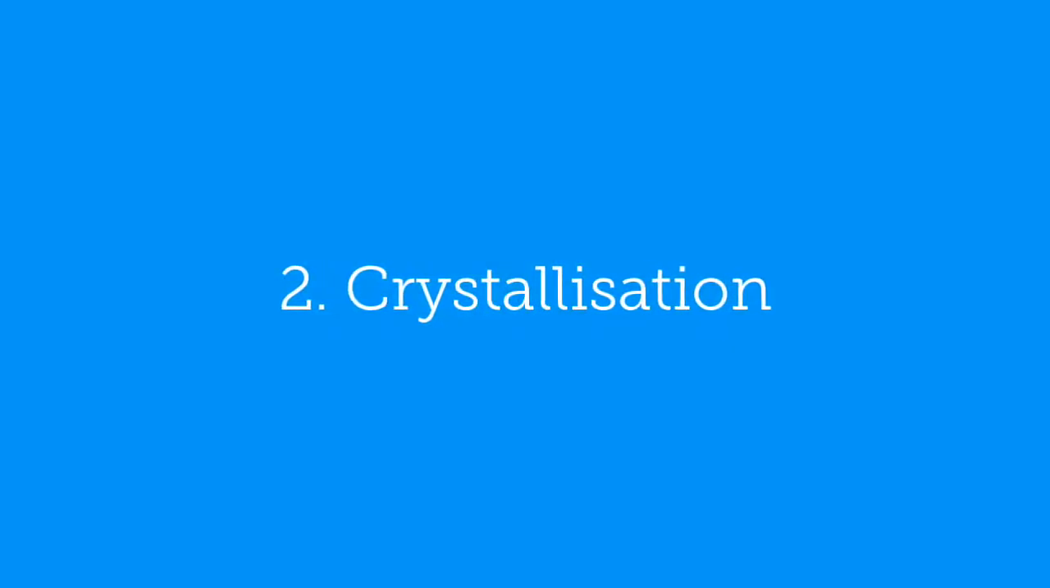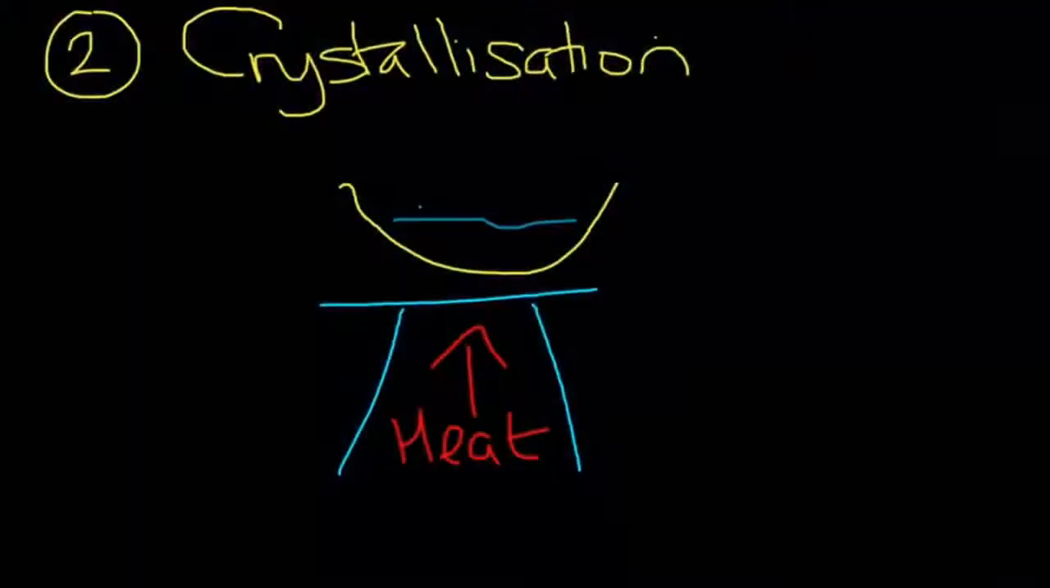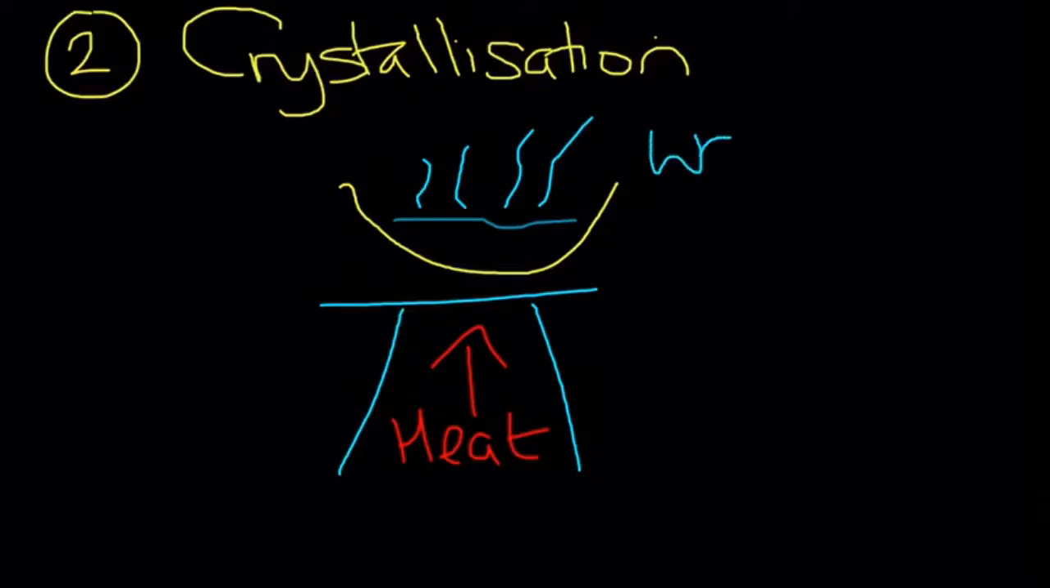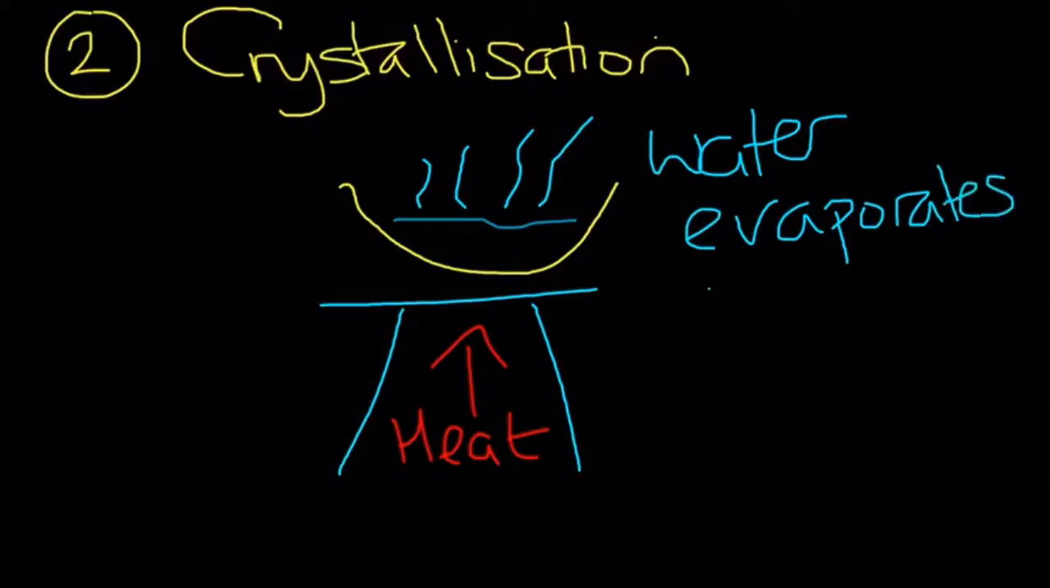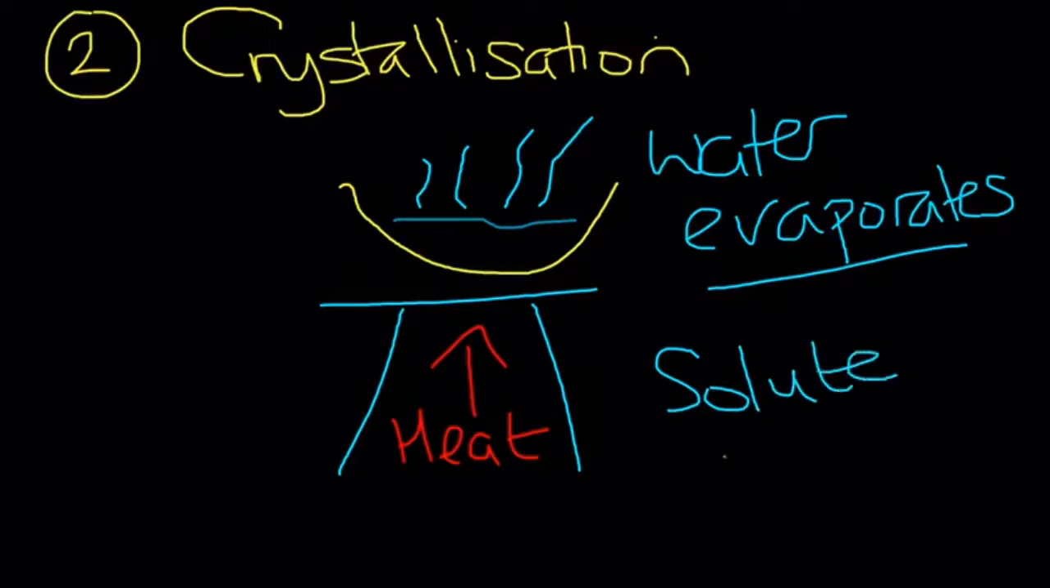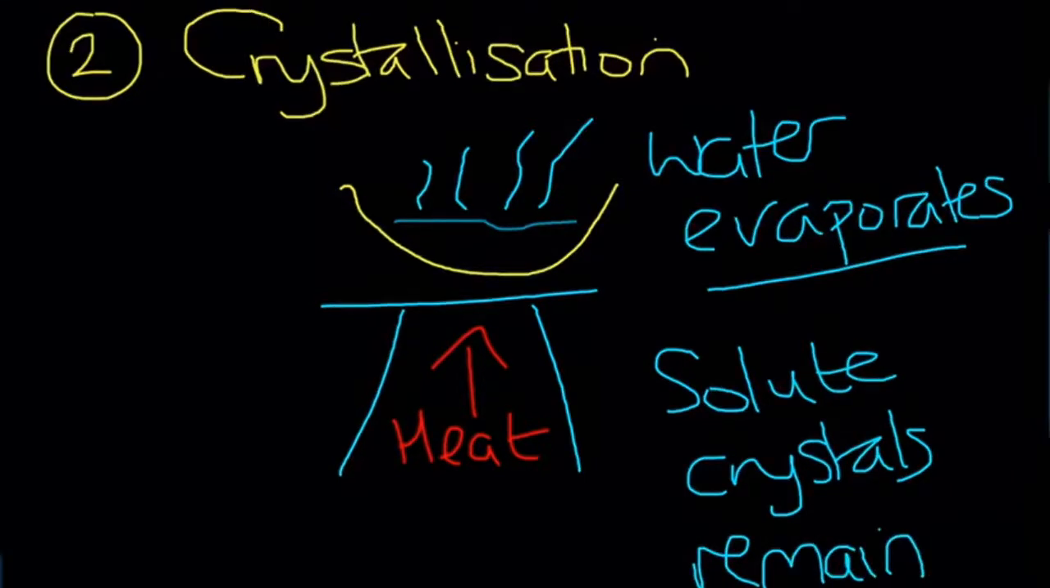Number 2, crystallization. Crystallization is used to obtain a soluble solute, the solid that has dissolved in the liquid, the filtrate. So you would heat the mixture up, the water will evaporate, and the solute, the solid, will remain. An example of this would be salt water evaporating off the water, and you would be left with the salt crystals, and the salt is the solute.